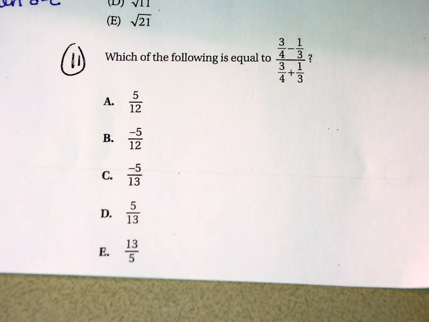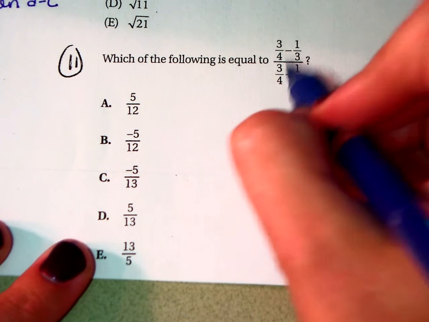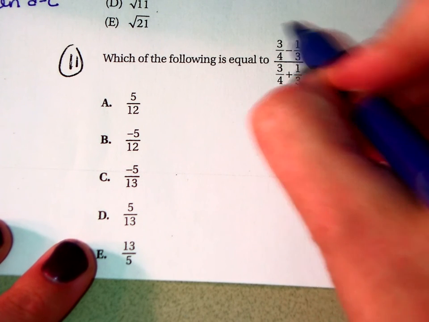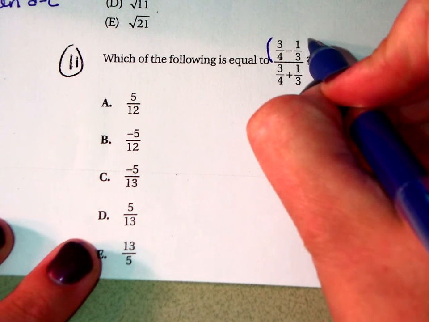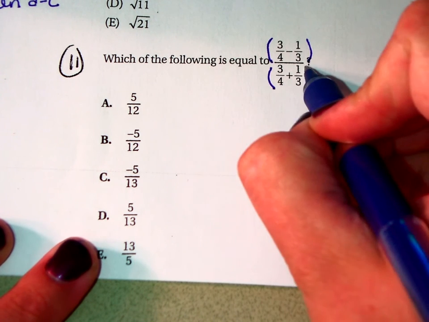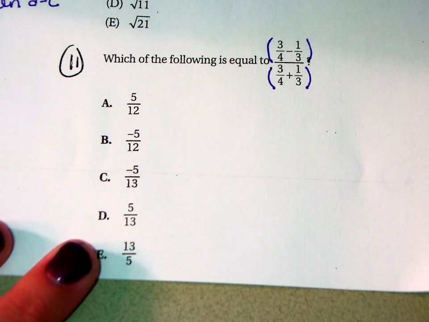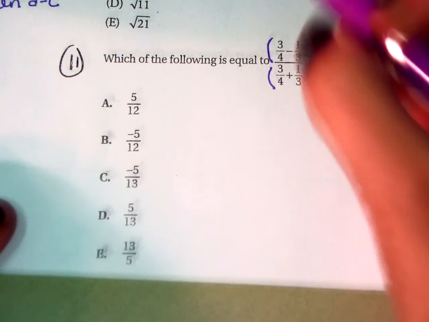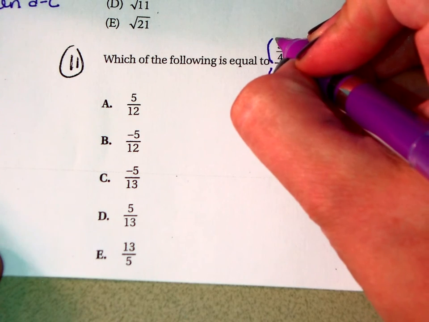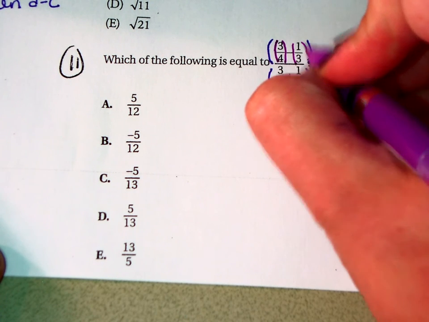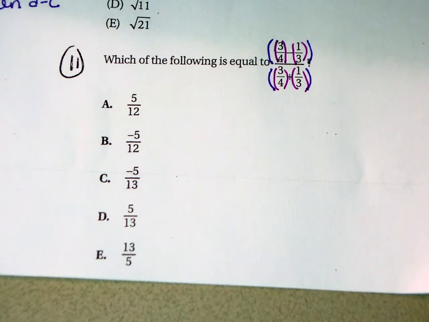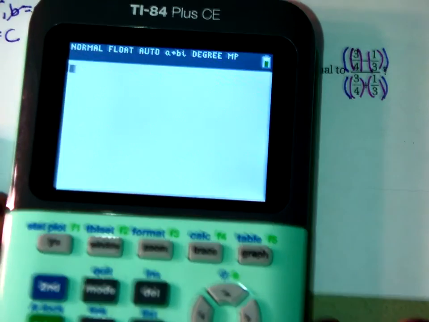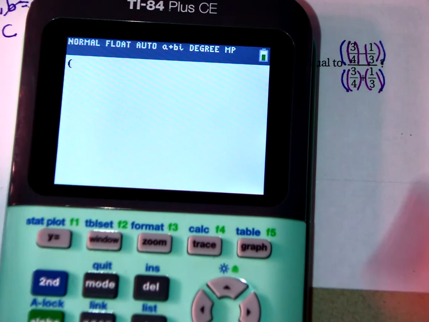So the way that you type these in, any kind of fraction at all, the numerator needs to go in its own set of parentheses and the denominator needs to go in its own set. However, now they've put a fraction inside of a fraction, which means now you must open another set of parentheses around your individual fractions. So it's going to look like a total mess, but as long as you can utilize your calculator correctly, you're going to be fine.